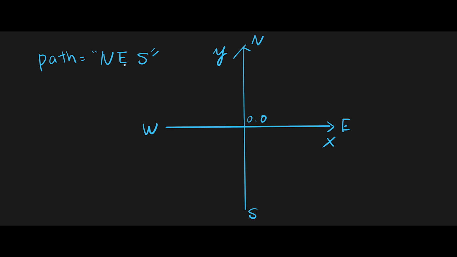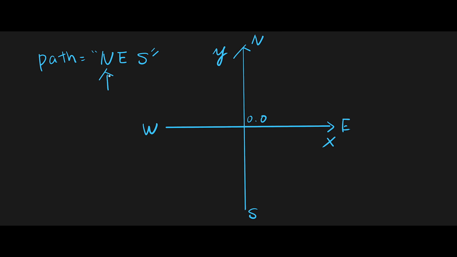So path equals "NES". Imagine this chart, where horizontal is the X coordinate and vertical is the Y coordinate. And we have four directions, right? North, south, east, west. North is the upper side, the bottom is south, the right side is east, and the left side is west. We start from 0, 0, and we iterate through all characters one by one.